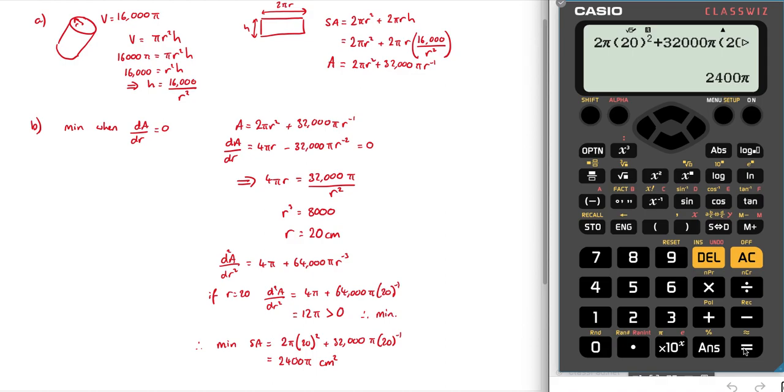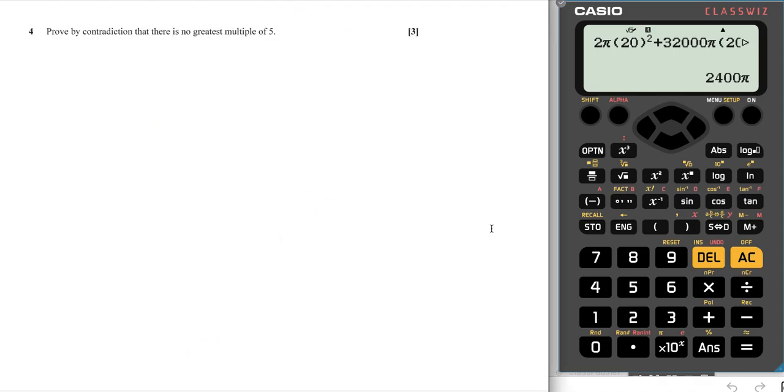Right, that's question 3. Question 4 looks something like this. Prove by contradiction there is no greatest multiple of 5. I'm not a big fan of proof by contradiction. Let's see if we can remember the steps. So, as always, we need to state what we're trying to do. So, we are going to assume there is a greatest multiple of 5.